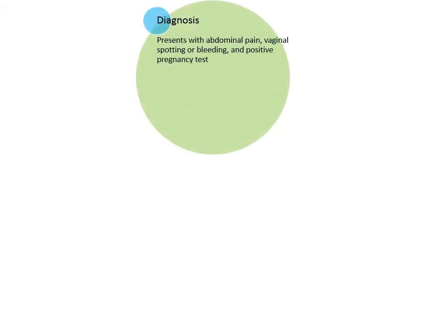Every woman who presents with abdominal pain, vaginal spotting, or bleeding and a positive pregnancy test should be screened for ectopic pregnancy. A quantitative beta HCG level and transvaginal ultrasound are diagnostic. Beta HCG levels greater than 1,500 milli-international units per milliliter, but no intrauterine pregnancy seen, means ectopic is likely.